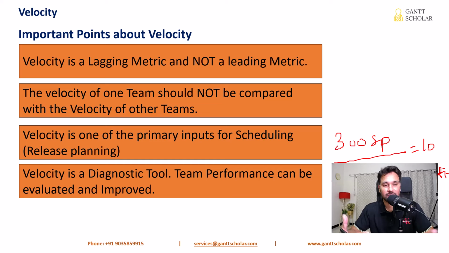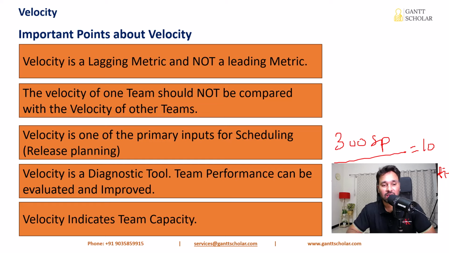Fourth point is, velocity is a diagnostic tool. After recording the velocity of each iteration, you can check how things are going. You can do a trend analysis, whether the velocities are improving or deteriorating and so on. And this will help us to evaluate the team performance. Also remember, we should never evaluate or measure the velocity of individual team members, because this will affect the team morale, affect the team spirit. So always measure velocity for the whole team, not for the individuals.